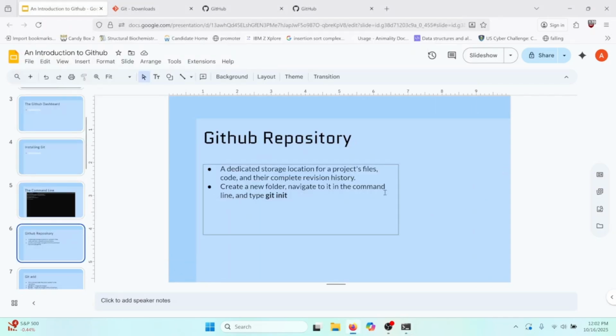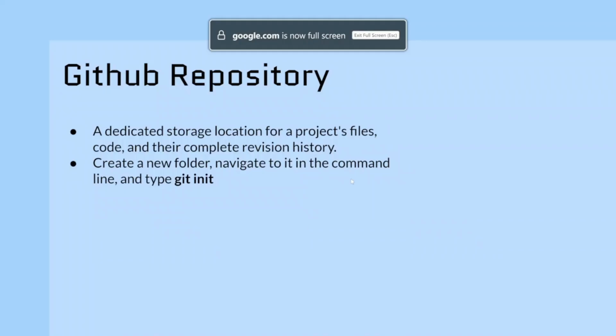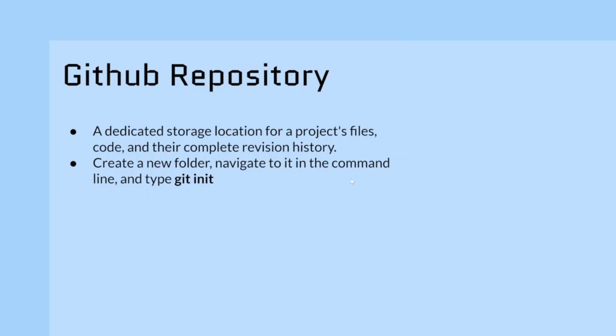I mentioned repositories before. As I said, it's a dedicated storage location pretty much for our projects, files, their code, and their complete revision history, which is immensely useful. Like what if you want to compare to old code or see what changes have been made? You can see all of this through Git, and you can share this revision history with people that you share this repository with. So let's make a repository to show you just how this works.